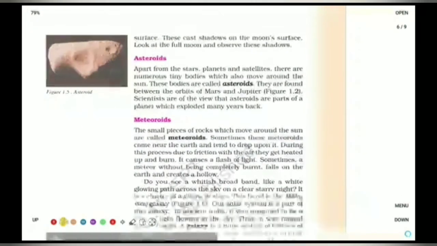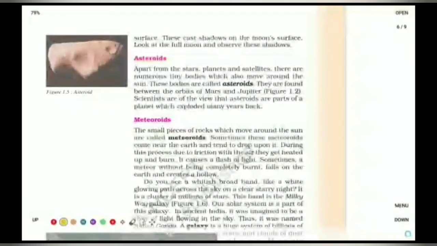Talking about other things in the solar system, asteroids. Apart from stars, planets, and satellites, there are numerous tiny bodies which also move around the sun. These bodies are called asteroids. What do the asteroids do? They also move around the sun as our planets do. They are found between the orbits of Mars and Jupiter.